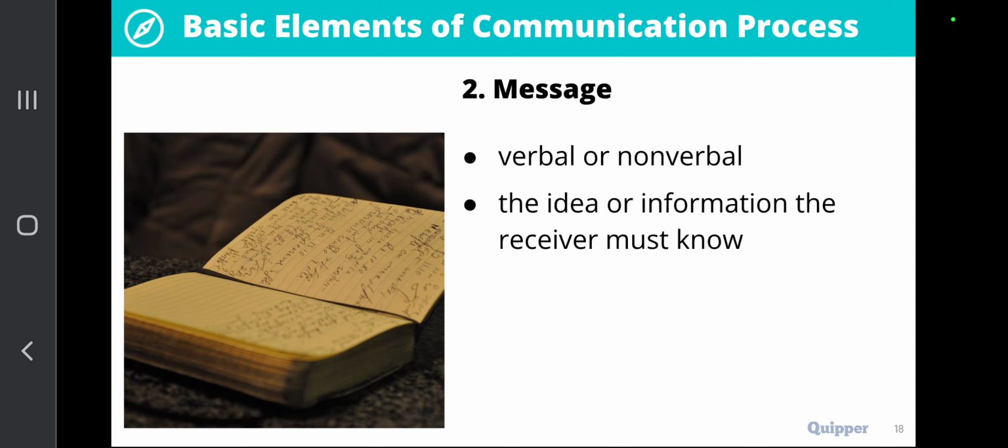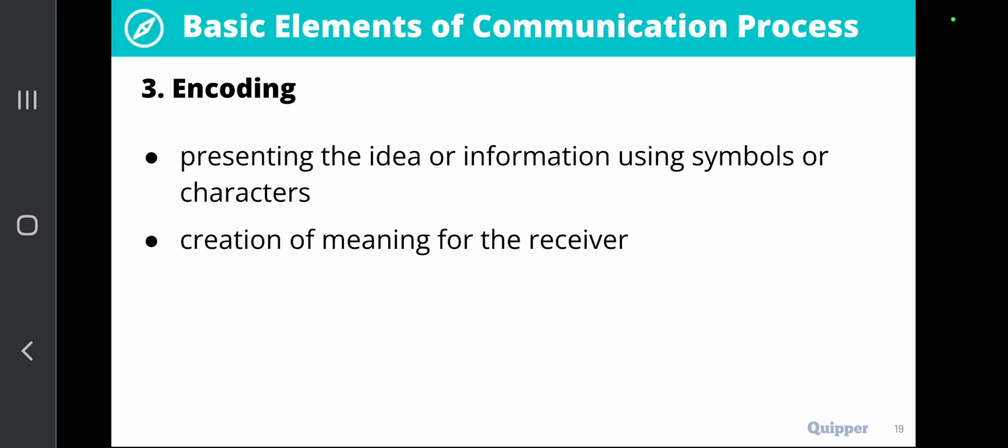So then again, message could be verbal or non-verbal, and it is the idea or the information that the receiver must know. Now, in talking about the message, there is the encoding. The encoding, class, is presenting the idea or information using symbols or characters, right? This also means the creation of meaning for the receiver. So if the sender, knowing what the message is, encodes it using symbols or characters creatively, efficiently, and comprehensively, then the creation of meaning for the receiver will become smooth.